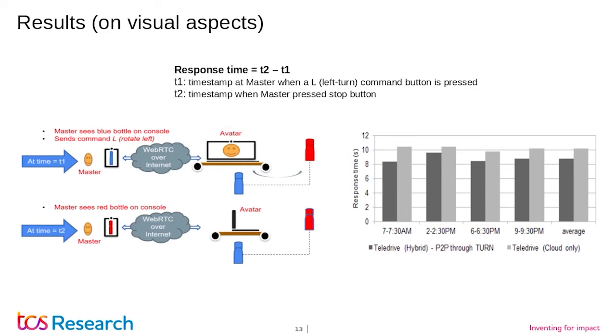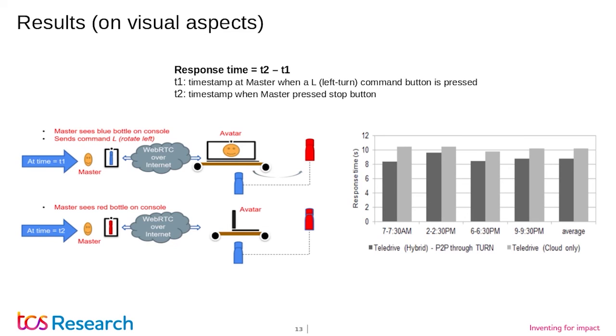On the visual aspect, we have done an experiment where initially the avatar is facing a blue bottle, and the master can see the blue bottle. Then the master presses an L command, and the avatar starts rotating towards the left, and when it sees the red bottle, at that time the master presses a stop button.